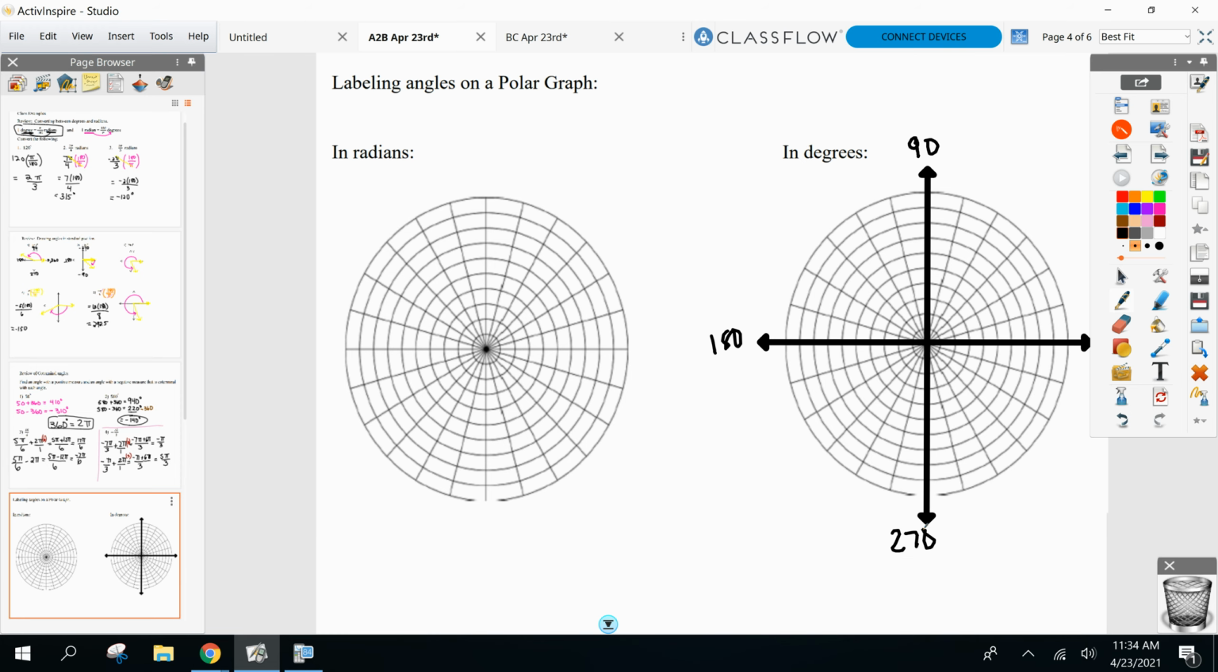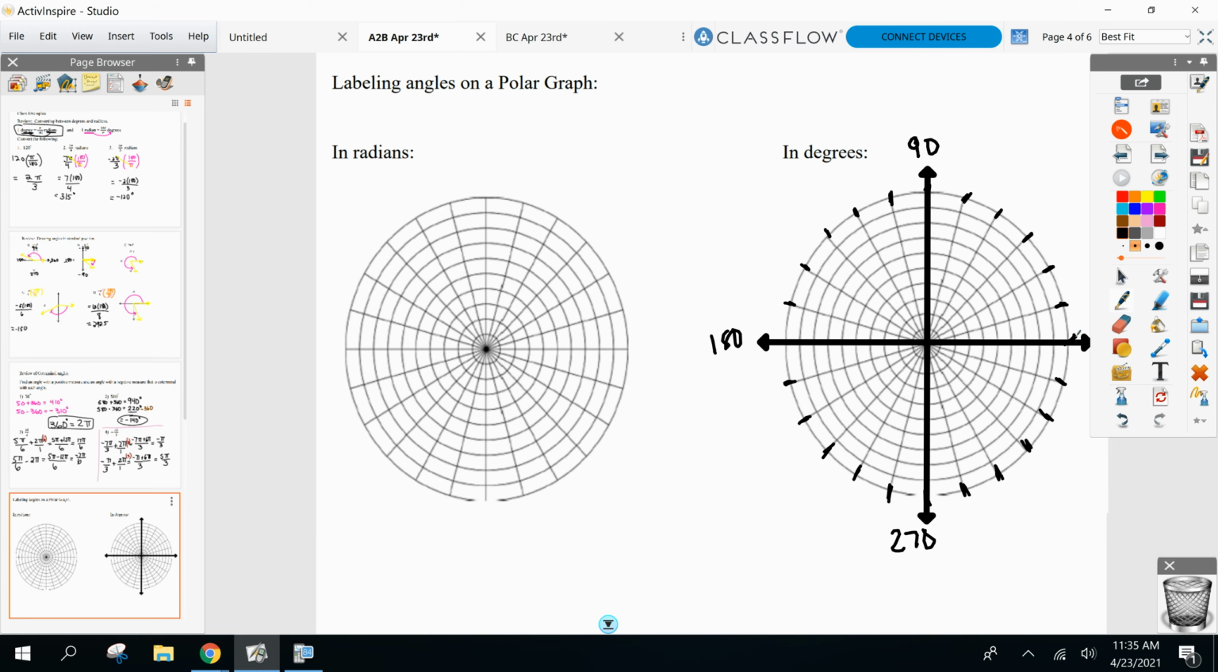So what I need you guys to do first is, can you count up for me how many of these markings there are all the way around this polar graph? How many of these markings do I have total? 24. Do I have 24? I think so. Is it 24? Yeah, he's right, 24. There's 24 of them.